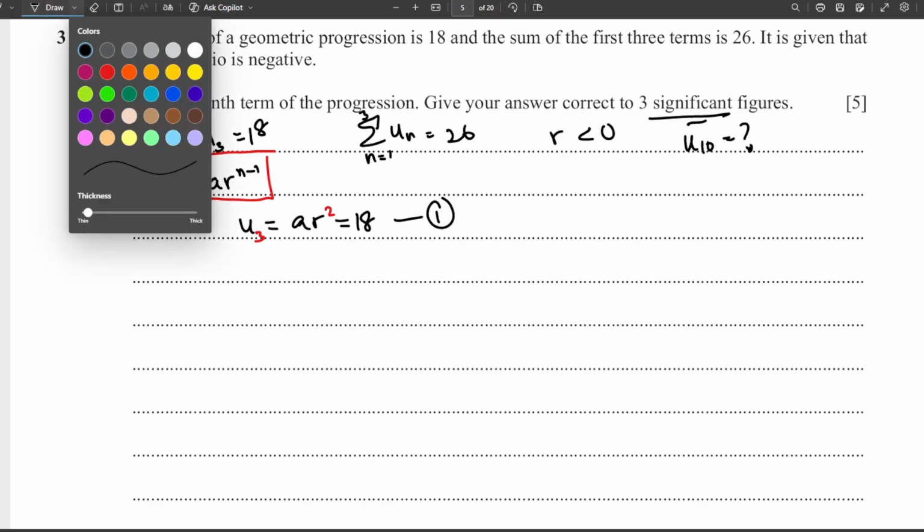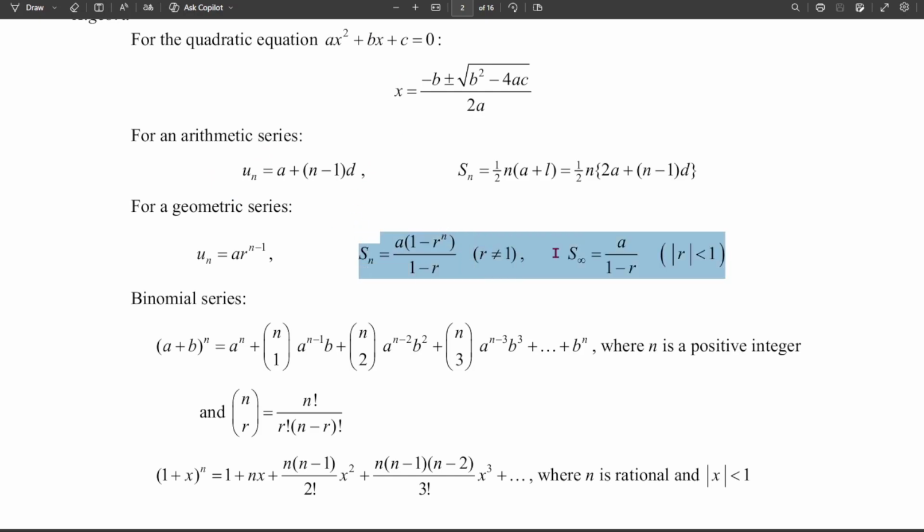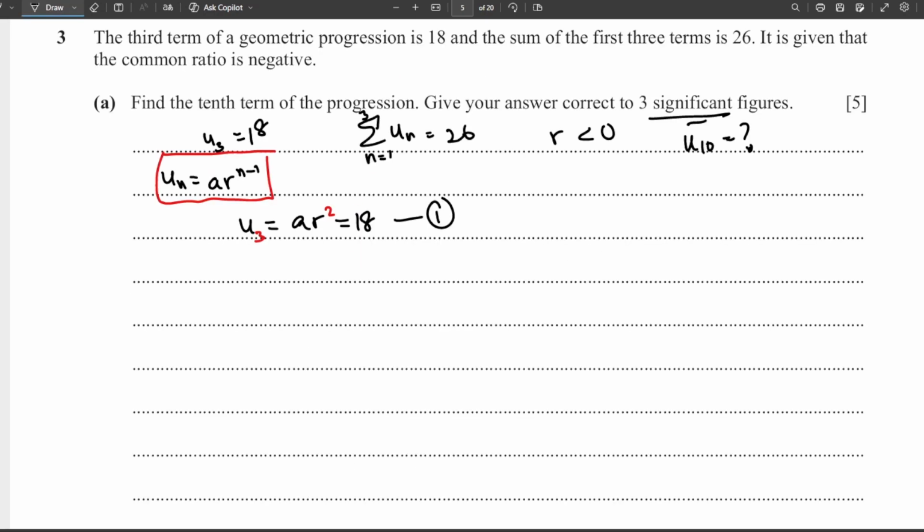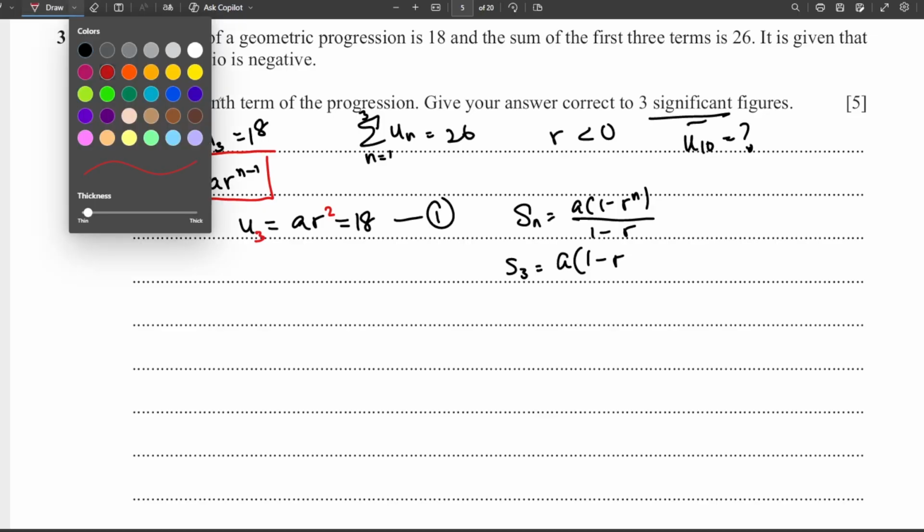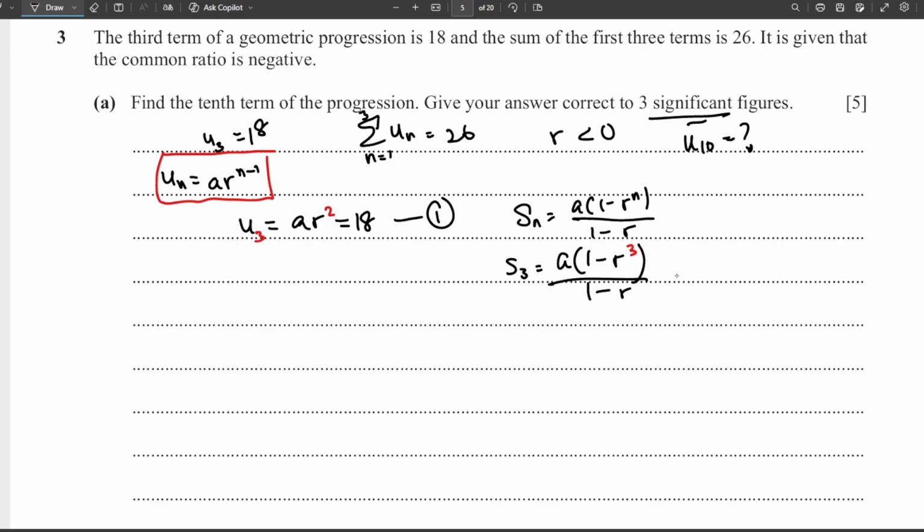And for the second equation, we also know that the sum for a geometric series can be represented by this formula. So I will also write it down there, right? Sn equals a, 1 minus r to the power n, over 1 minus r. So we know that the sum of the first three terms, S3, a we don't know, so we just write it there, 1 minus r cubed over 1 minus r, where n is replaced with 3. The rest we just keep the same. So this is equal to 26, and this will be our second equation.